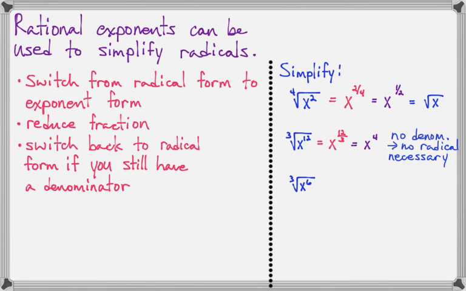Alright, the cube root of x to the 6th gives us x to the 6/3, which reduces to x to the 2nd. And then the 8th root of x to the 10th becomes x to the 10 over 8. 10 over 8 reduces to 5 over 4. And if we go back to radical form, we're going to get the 4th root of x to the 5th.